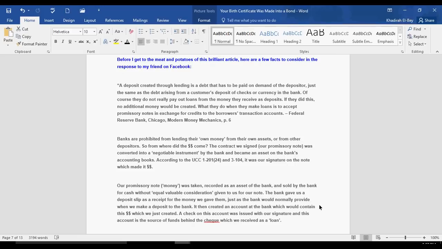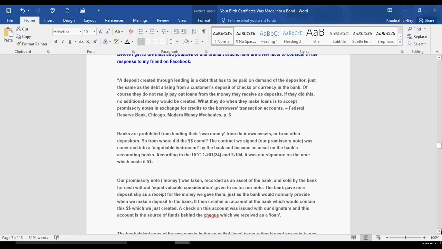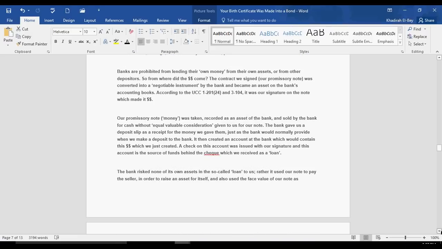All right, banks are prohibited from lending their own money from their own assets or from other depositors. So from where did the money come? The contract we signed, our promissory note, was converted into a negotiable instrument by the bank and became an asset on the bank's accounting books. According to UCC 1-201-24 and 3-104, it is our signature on the note which makes it the money. All right, so every time you sign something with the bank, actually you transform that contract into a promissory note. Promissory notes are taken, recorded as an asset of the bank, and sold by the bank for cash without equal valuable consideration given to us for our notes.